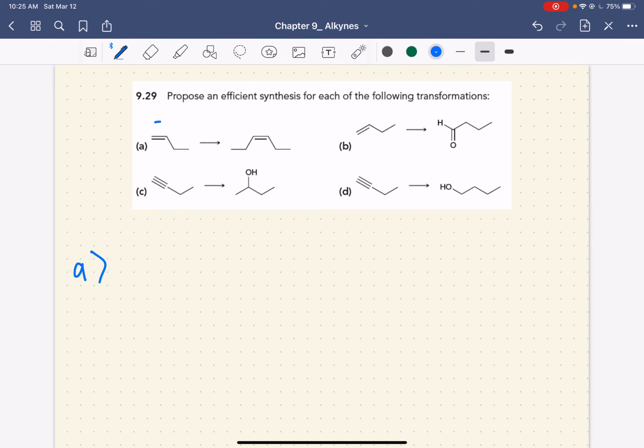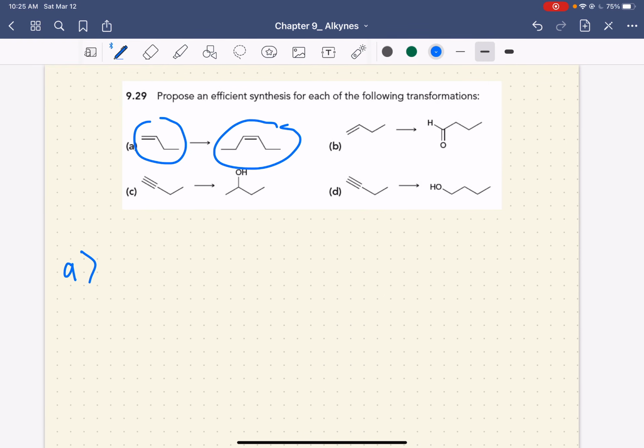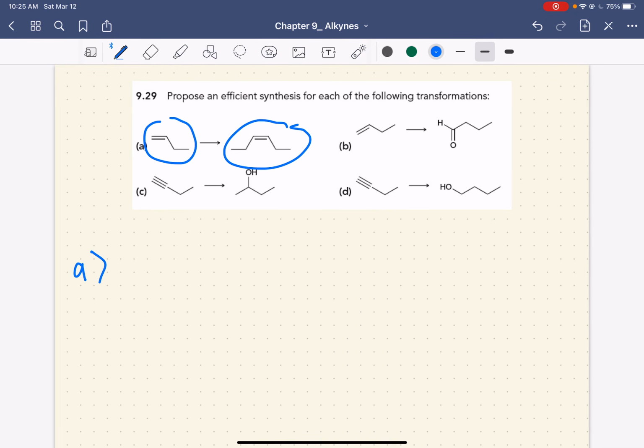All right, we're starting off with this starting material and we want to convert it to this cis-alkene. All right, so how can we do this? Well, what we know how to do is form triple bonds, and from triple bonds add R groups ultimately. So look at this starting material.